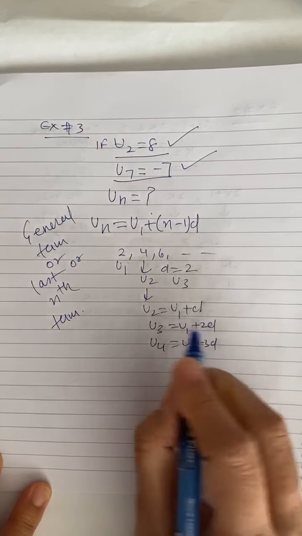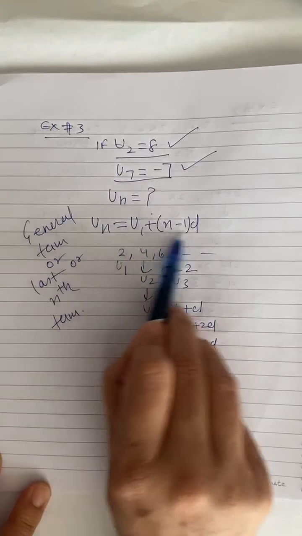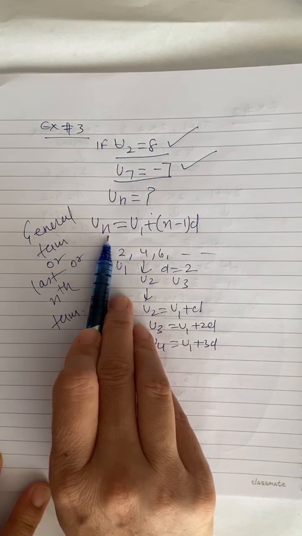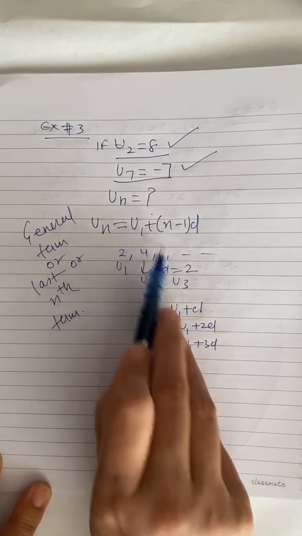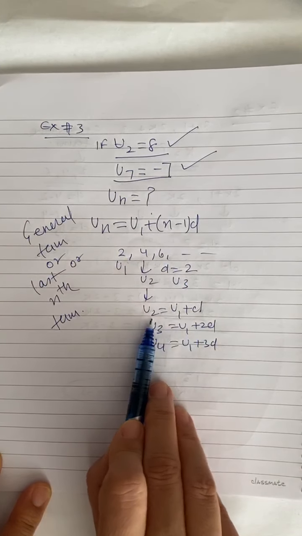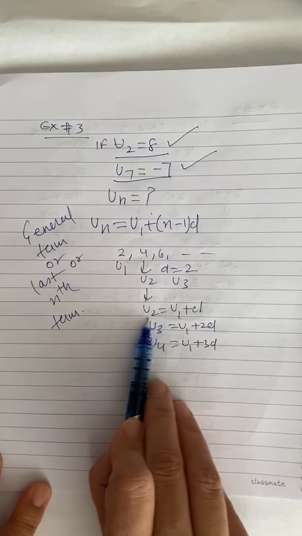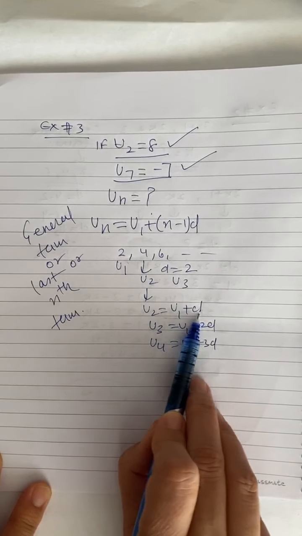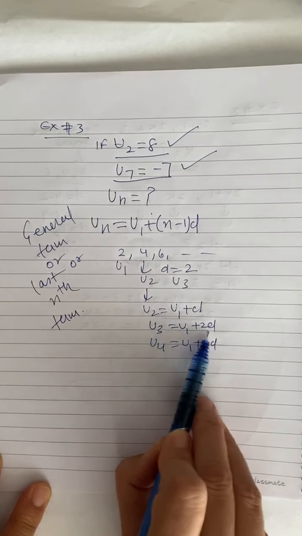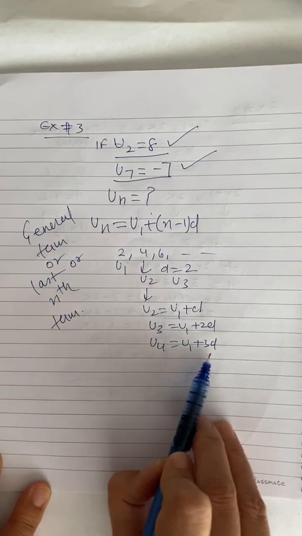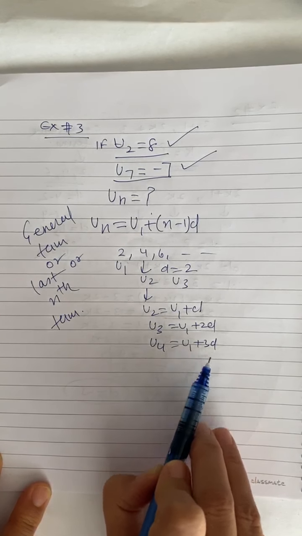Obviously you can use the formula also to find this. If I have to do u2, I can substitute n is equal to 2. It will give me u1 plus d. But you should also know this by heart, that whenever you have u2, u2 is one distance away from u1. u3 is 2 distances away from u1. u4 is 3 distances away from u1, and that distance is your common difference.